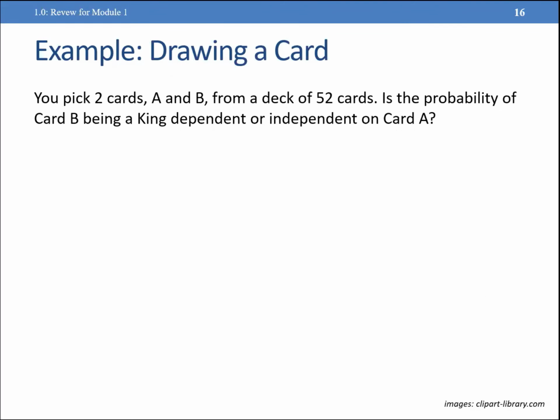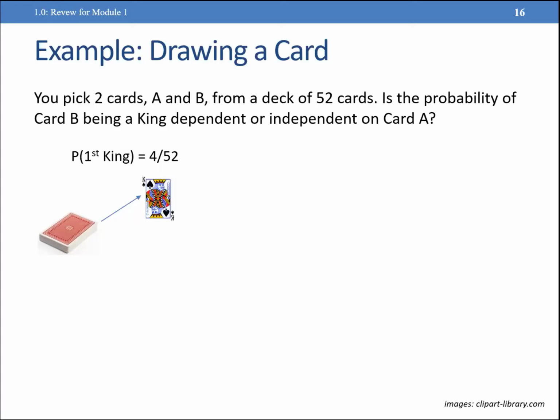Let's do another example, drawing a card. And I think you can guess already the first one was independent. What's this one going to be? Okay, so you pick 2 cards, A and B, from a deck of 52 cards. Is the probability of card B being a king dependent or independent on card A? All right, so let's look at this. I have a deck of cards. I grab card A. And the probability of it being a king is going to be 4 out of 52. And that's the same thing as the probability of the card B being a king before, right? Just going to be 4 out of 52.